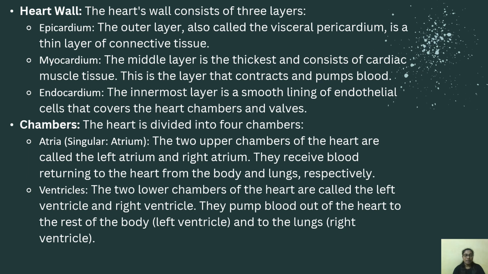Coming to the chambers. The heart is divided into four chambers with two atria and two ventricles. Atrium. The two upper chambers of the heart are called the left atrium and right atrium. They receive blood returning to the heart from the body and lungs, respectively. Ventricles. The two lower chambers of the heart are called the left ventricle and the right ventricle. They pump blood out of the heart to the rest of the body and to the lungs.